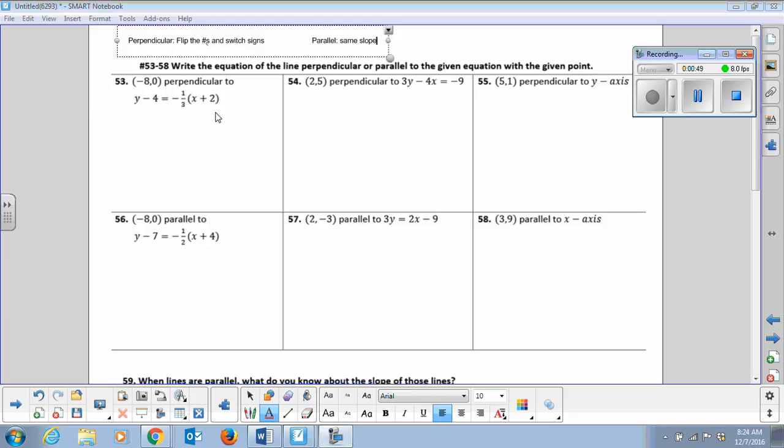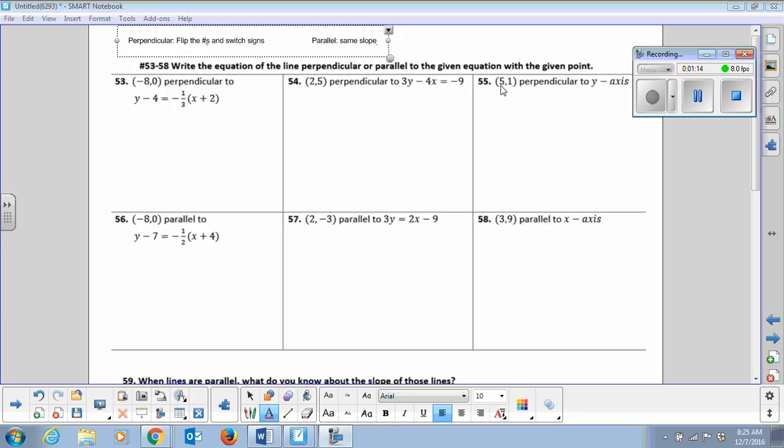So 53, go back and look at those equations on page 5 if you don't remember which number is the slope. 54, go ahead and look on that page also. That's when you rearrange. So you've got to get this into y equals first before you can pick out your slope. Your slope is not -4. You have to rearrange. This is in standard form.